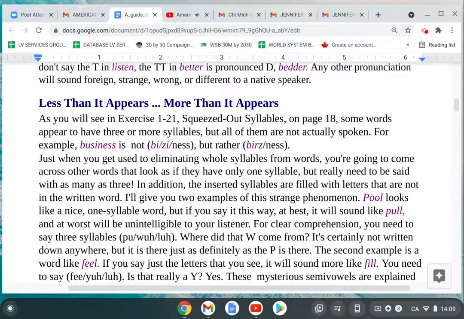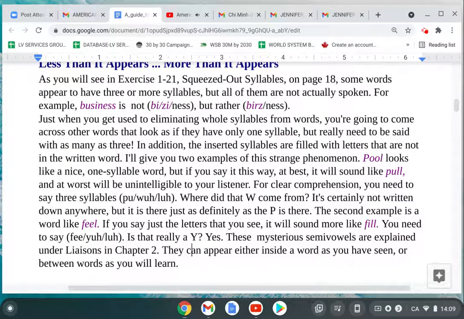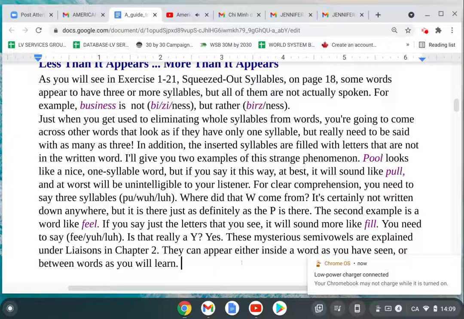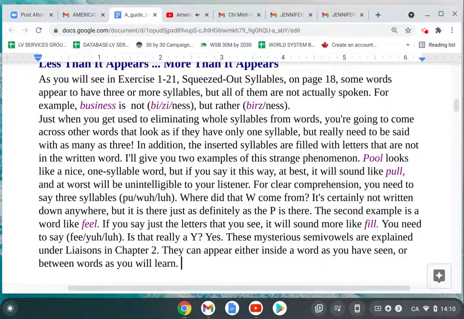The second example is a word like feel. If you say just the letters that you see, it will sound more like fil or fill. You need to say feel. Is that really a Y? Yes. These mysterious semivowels are explained under liaisons in Chapter 2. They can appear either inside a word, as you have seen, or between words, as you will learn.